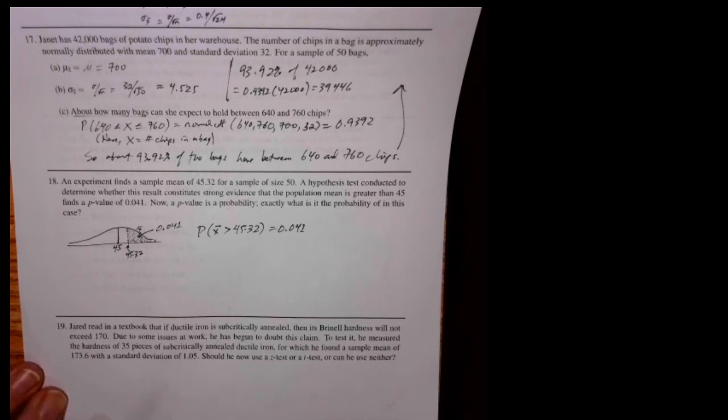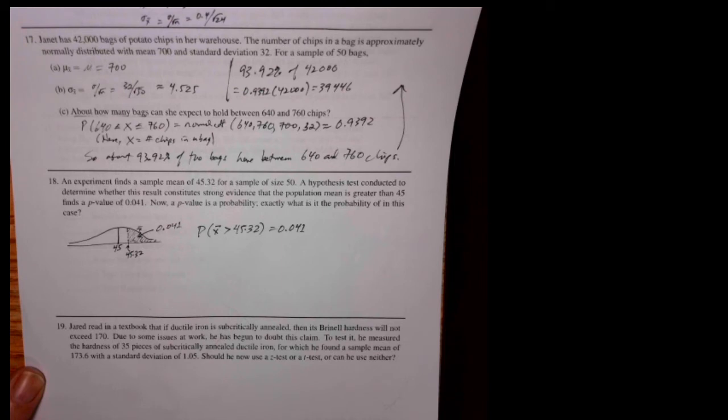Okay, 19. Jared read in a textbook that if ductile iron is subcritically annealed, then its Brinell hardness will not exceed 170. Due to some issues at work, he has begun to doubt this claim. To test it, he measured the hardness of 35 pieces of subcritically annealed ductile iron, for which he found a sample mean of 173.6 with a standard deviation of 1.05. Should he now use a z-test or a t-test, or can he use neither?